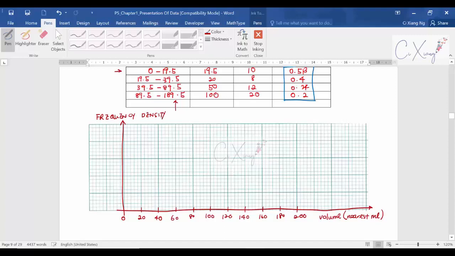Our highest frequency density value is 0.513. I think the graph that I prepared for you here is a bit too small, but never mind, maybe we just draw it a bit larger. So this is 0.5. For the first class, it is from 0 until 19.5, and the height is 0.513. So 19.5 will be very close to 20. Just to show you, in the exam, if you can draw a better scale, then you can draw it. The 19.5 doesn't touch the 20, but it is very close, so the height will be slightly more than 5.